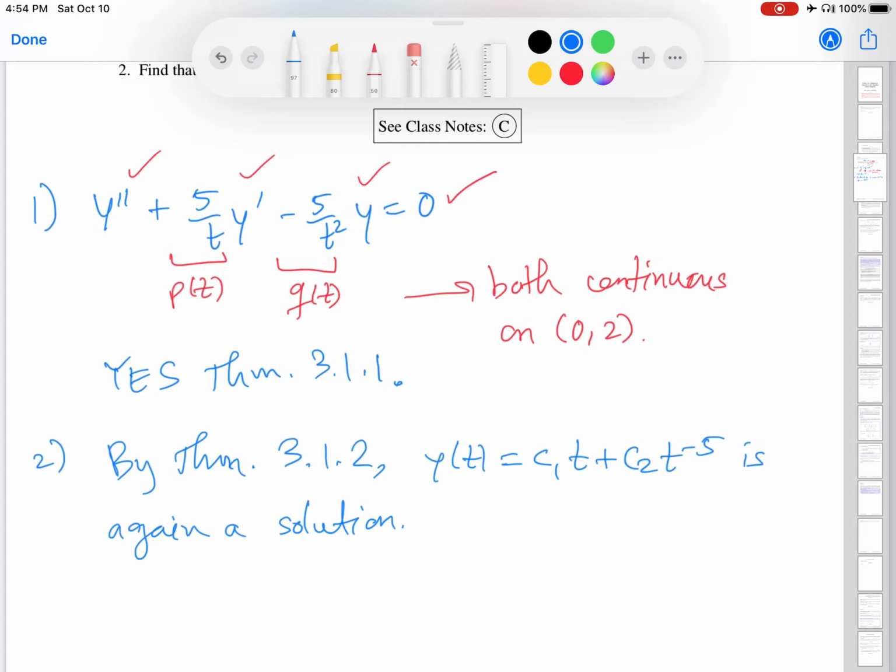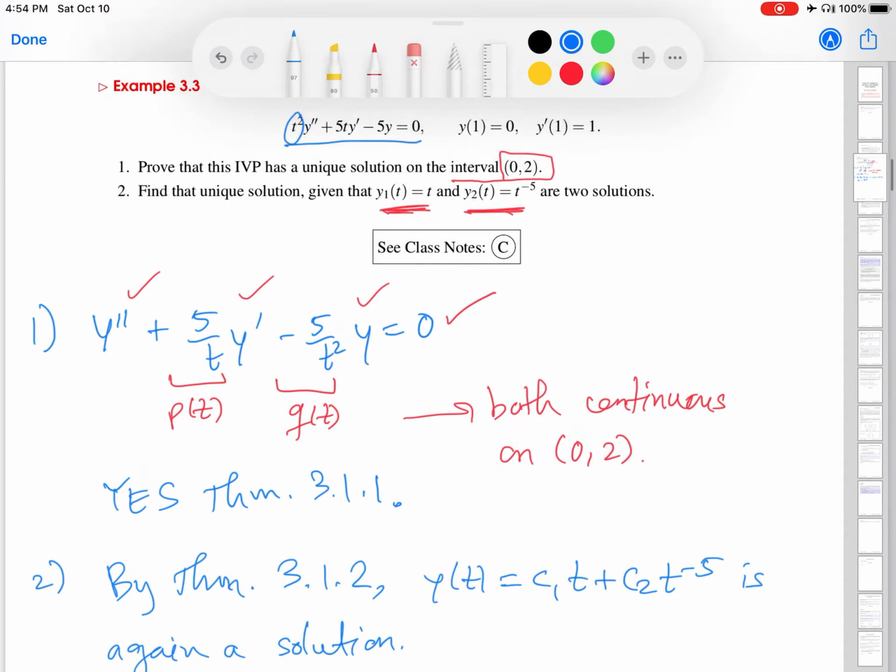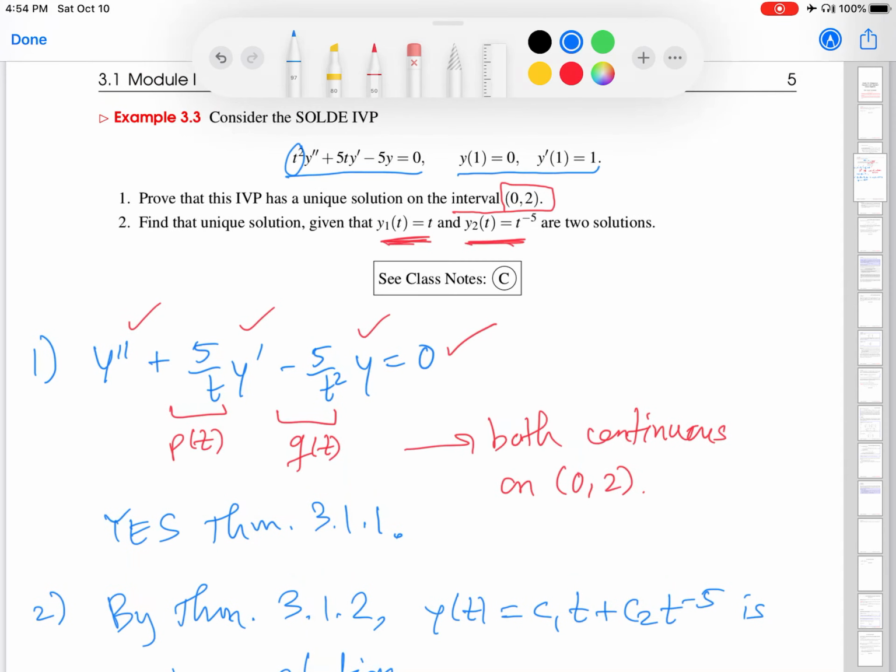Great, so basically I have a whole bunch of different solutions. If you choose C1 and C2 to be whatever numbers you want, this new function y of t is also a solution. So what am I going to do now? I am going to go up here and apply these initial conditions.